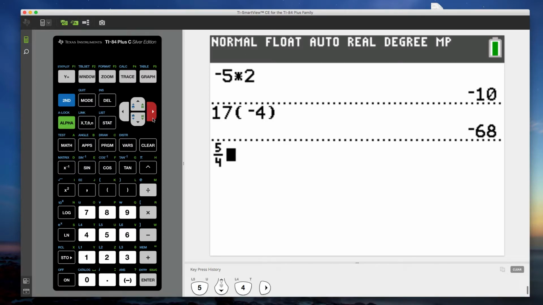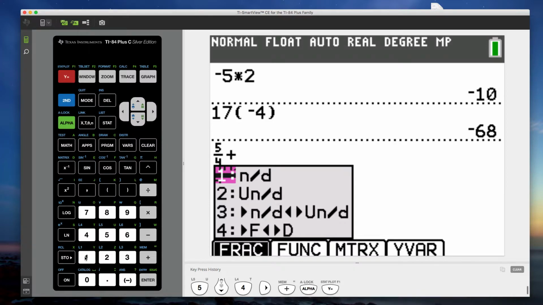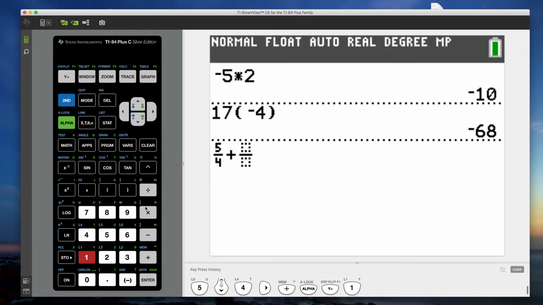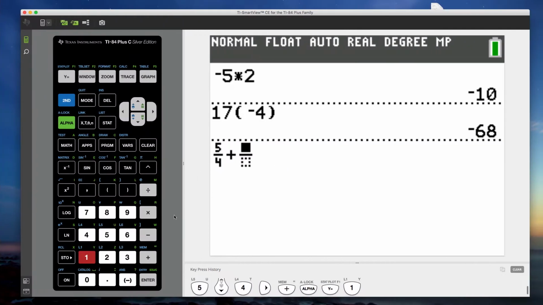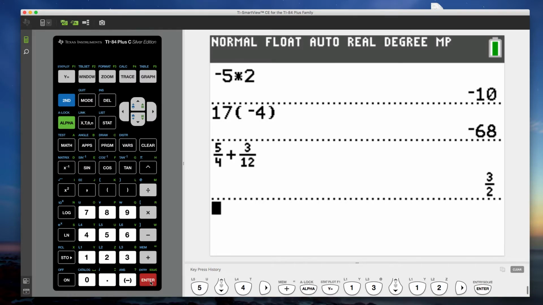4ths. Click over. Plus, and then we're going to do alpha, y equals again, 1. And what's the problem? 3/12. 3, the down button, 12, over, equals 3/2.